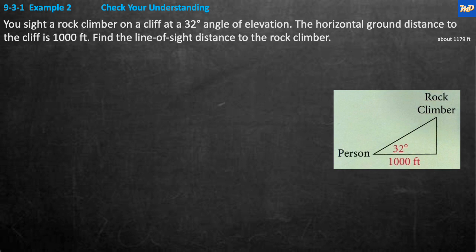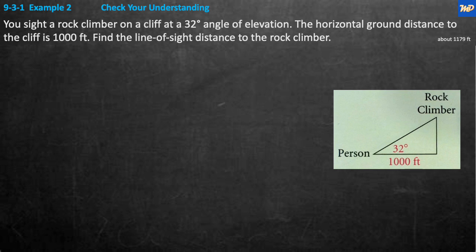What you're looking for is, you sight a rock climber on a cliff at a 32-degree angle of elevation. The horizontal ground distance to the cliff is 1,000 feet. Find the line of sight distance to the rock climber. That's like asking, how long is the line looking up at the rock climber? So go ahead and take your time, look at it, and then when you come back, we'll try it together.